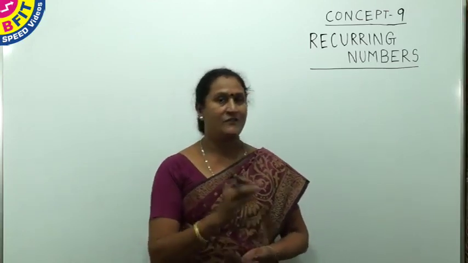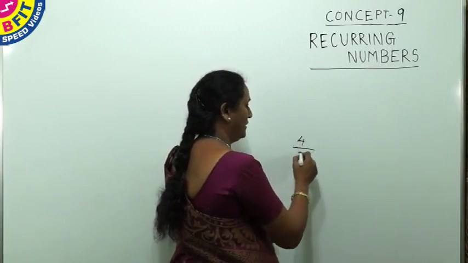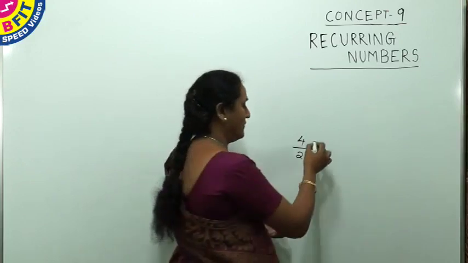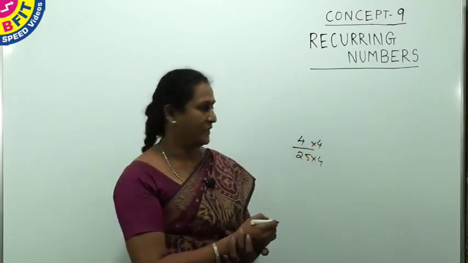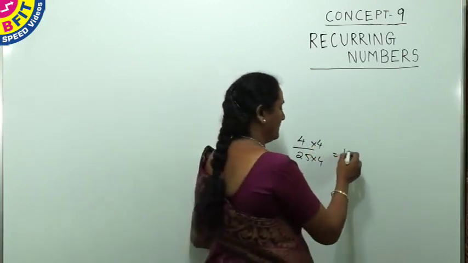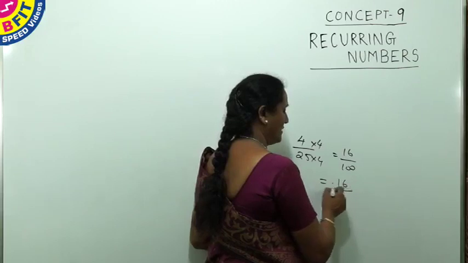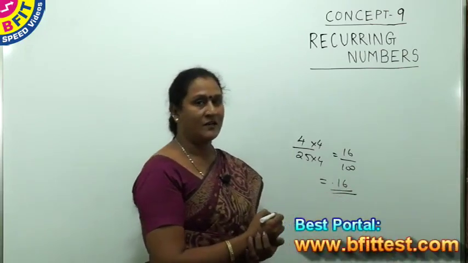Suppose you have a fraction like 4 by 25, what will be the answer? We can multiply this by 4 and 4. Using the speed max technique, it is 16 by 100. Our answer is 0.16. So here the answer is 0.16.